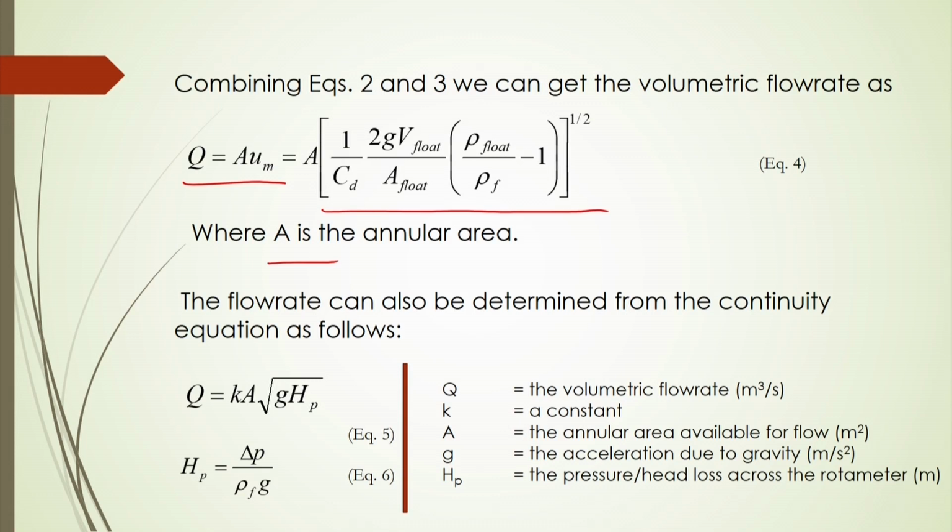This annular area means through which that fluid will be flowing, and the flow rate can also be determined from the continuity equation that you can directly obtain by this equation number 5 here, as Q is equal to K A into root over g H P, and H P will be equal to delta P by rho f g. So, after substitution of this pressure difference, you can calculate what will be the flow rate. In this case, you have to know the constant K, and that K constant is called the rotameter constant. So, that will be obtained based on the experimental observation.